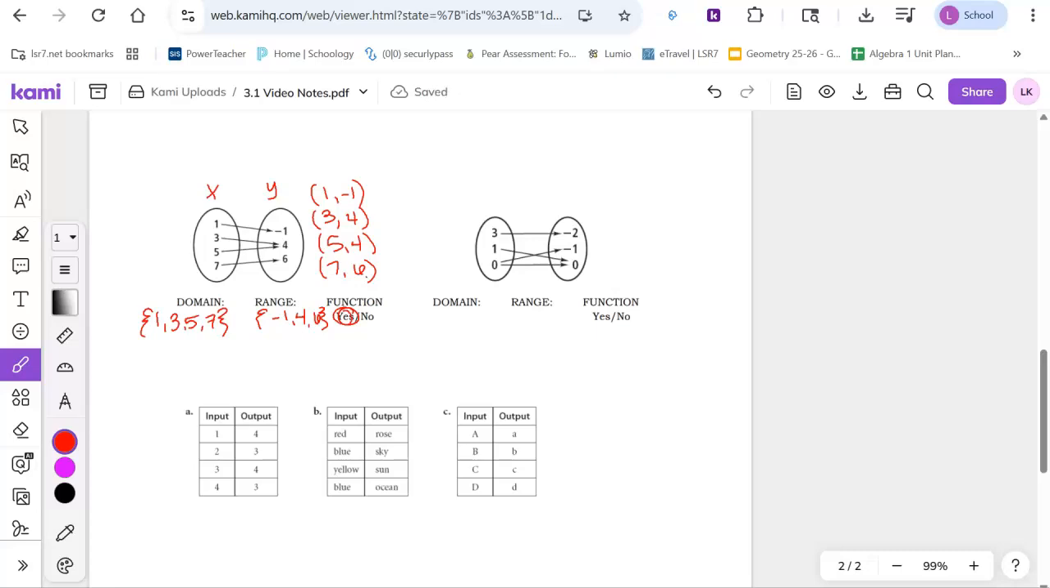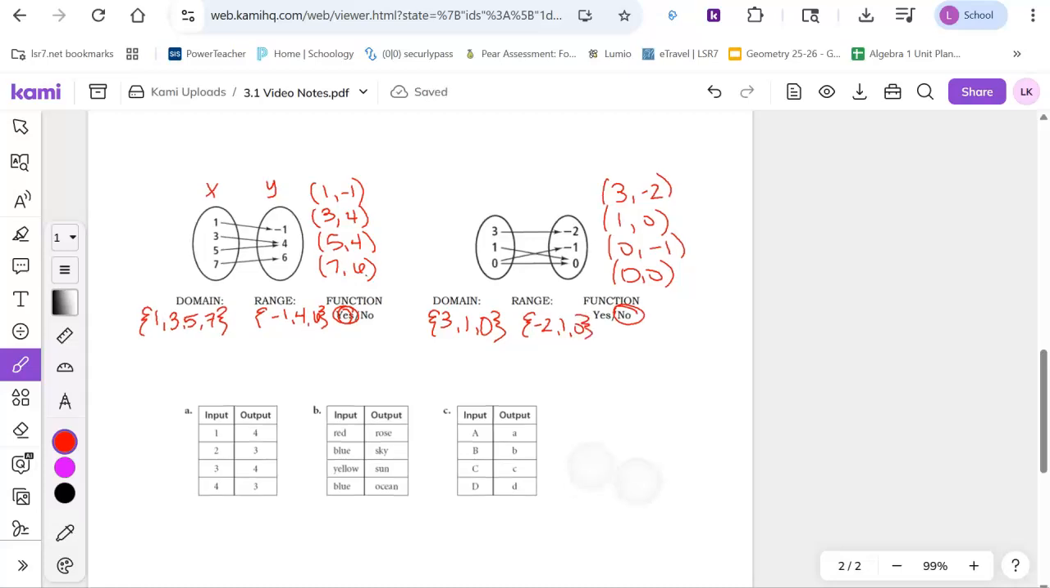Now let's look at this one. I have 3 to -2, 1 to 0, and then I have 0 to -1 and to 0. So this would be my plane to Philly cannot go to both two places. So this would not be a function. If I were to write it as ordered pairs, I'd have 3, -2, 1, 0, 0, -1, and 0, 0. So my domain would be 3, 1, 0. And my range is -2, 1, 0.